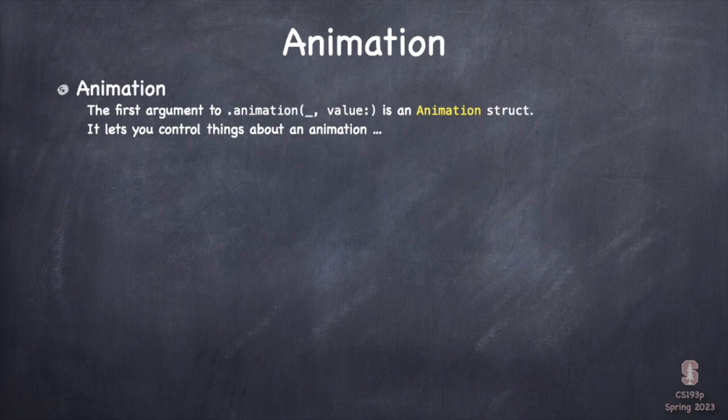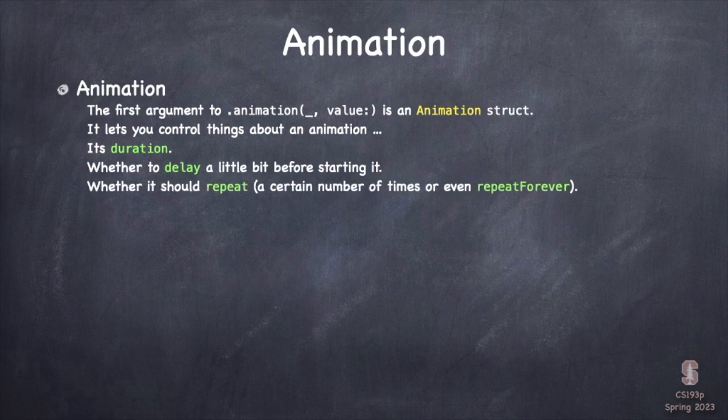Now let's look at that first argument, that ease in, ease out thing, the animation curve. That's called an animation struct. It controls how the animation proceeds, and it lets you control some things about the animation, like its duration. How long is it going to take for the system to show this change to the user? 1 second, 2 seconds, whatever. You can also control whether to delay the animation. This is especially useful when you've got two little pieces of animation. You want one to happen first, and then you want the other one to happen. Maybe you delay the second one by half a second, and then it kicks in. You can also decide whether the animation repeats. Does the animation just keep going over and over, or how many times does it go, or whatever?